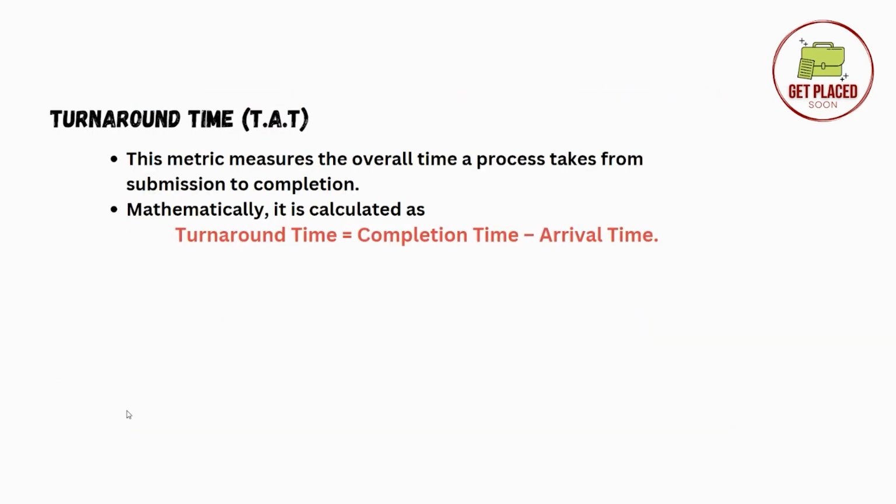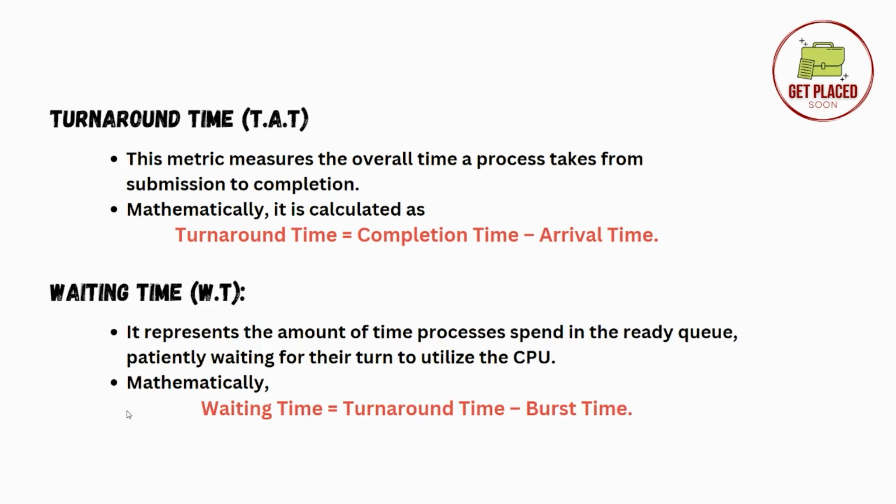Moving ahead, we have turnaround time. This metric measures the overall time a process takes from submission to completion. Turnaround time is calculated by completion time minus arrival time. Moving ahead, we have waiting time. Waiting time represents the amount of time the process spent in the ready queue, waiting for its turn to execute in the CPU. This waiting time is calculated by turnaround time minus burst time.